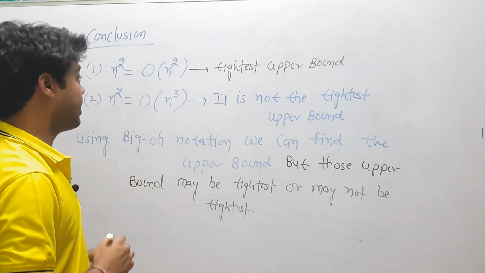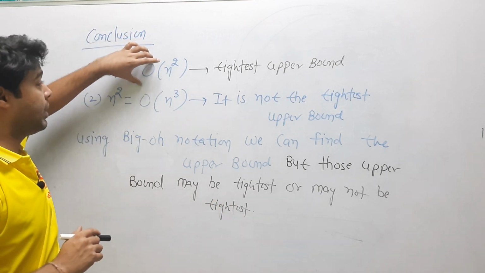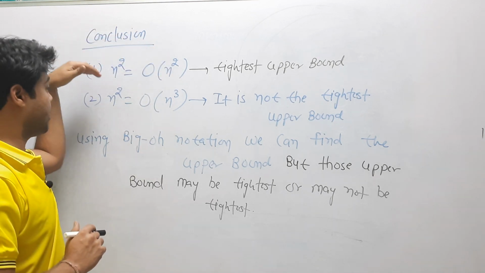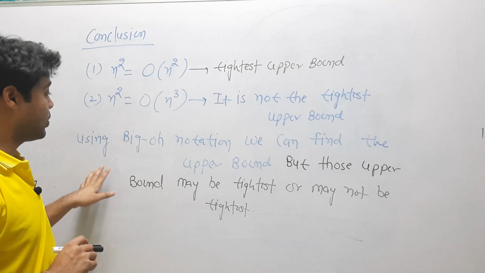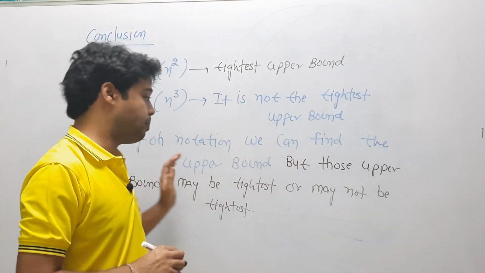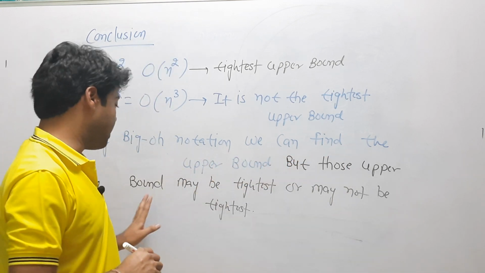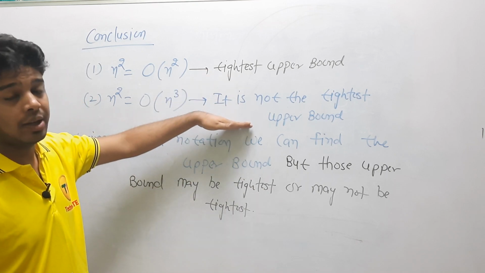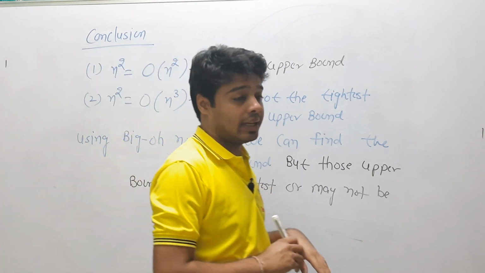Okay. So here big O means upper bound. So n square is an upper bound on n square. N cube is also an upper bound on n square. So using big O notation we can find the upper bound, but those upper bounds may or may not be the tightest. This is the tightest. This is not the tightest. So is the upper bound tightest or not tightest?